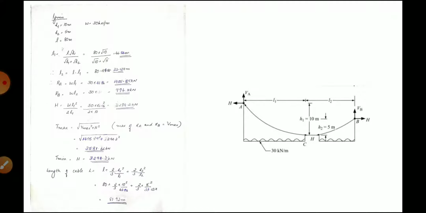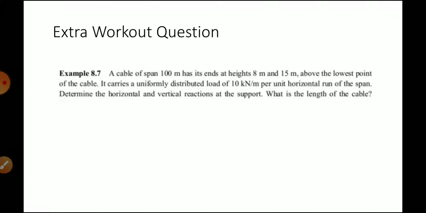Sometimes these questions used to ask for 15 marks. So when comparing to the proportion of marks, the length of the solution is less. So this is an area where you can score full marks provided you know the formulas correctly. Okay. So a similar question which you can work out your own.